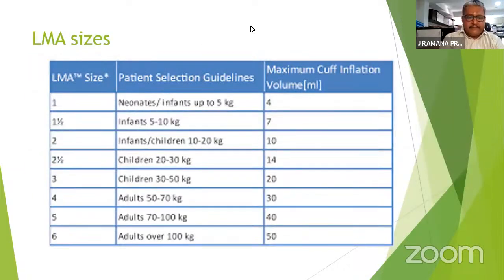LMA sizes: for 10 kg the LMA is size 2, for 20 kg 2.5, for 30 kg 3. Rough remembrance: 10 kg 2, 20 kg 2.5, 30 kg 3. For a size 2 LMA, you have to inflate the cuff with 10 ml, size 2.5 with 14 ml. For a size 3 LMA, 20 ml volume of air should be inflated.